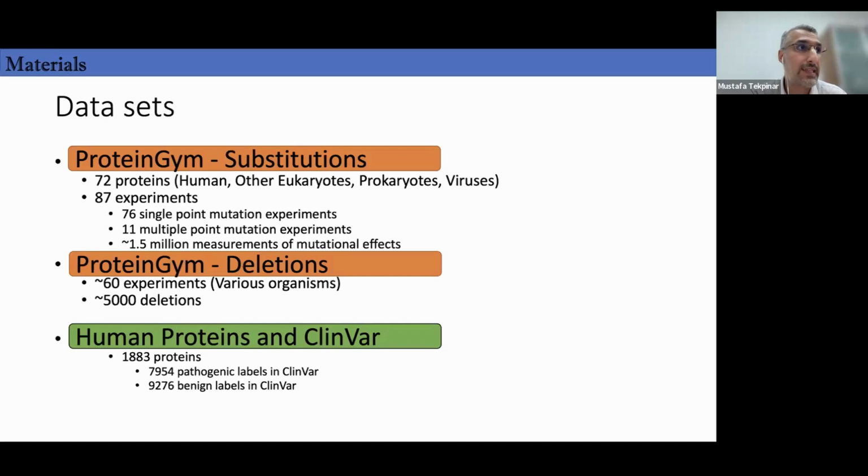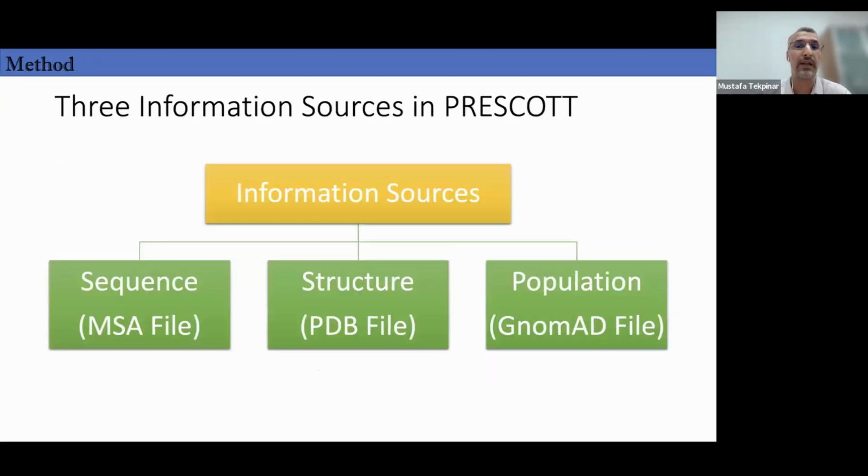For deletions, again, we used the protein gene indels dataset, but we separated deletions from insertions. In that data set, we have 60 experiments and about 5,000 deletions. The second data set comes from human proteins and ClinVar. It's about 2,000 proteins, approximately 8,000 pathogenic ClinVar labels and 9,000 benign labels.